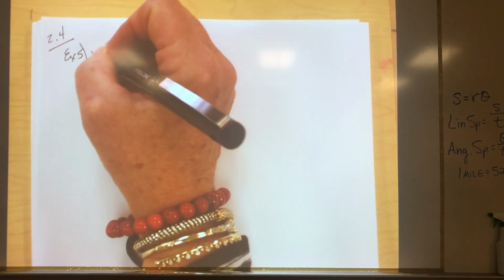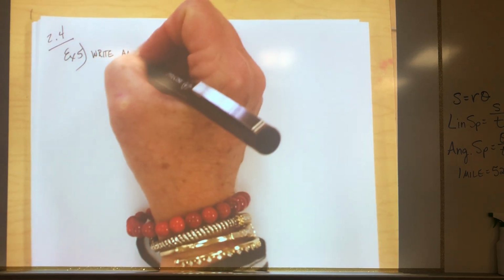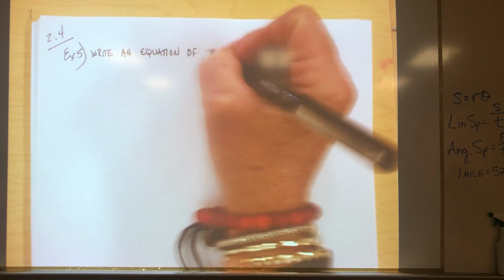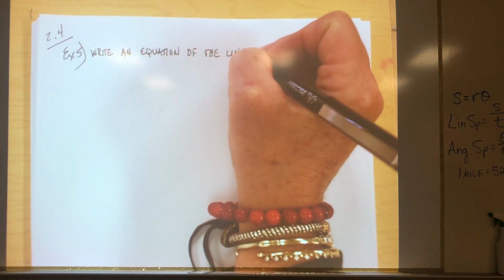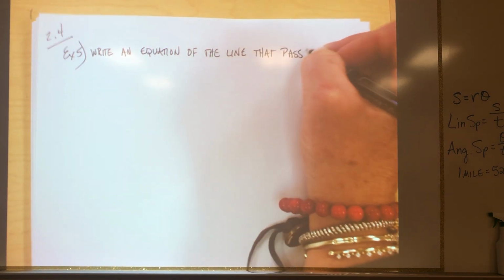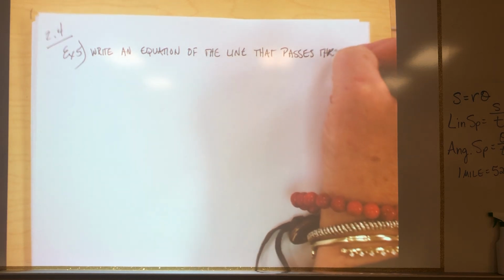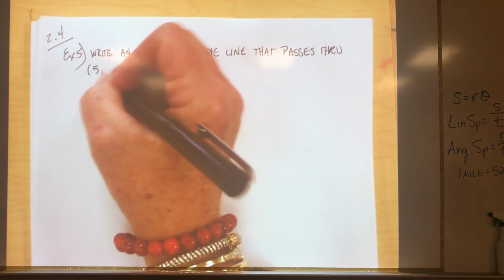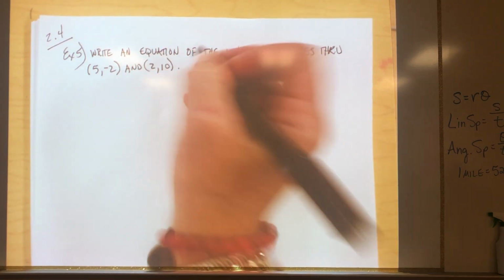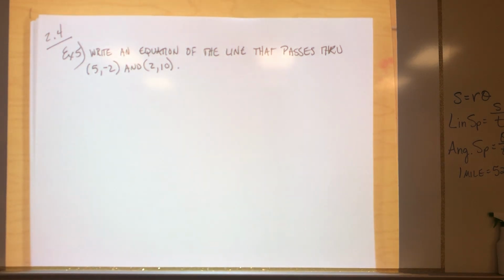Here's what it says. Write an equation of the line that passes through (5, -2) and (2, 10). Okay? Now there was one on your worksheet like this, and I kind of told you what you should do. But I'm going to go ahead and work one just to make sure.